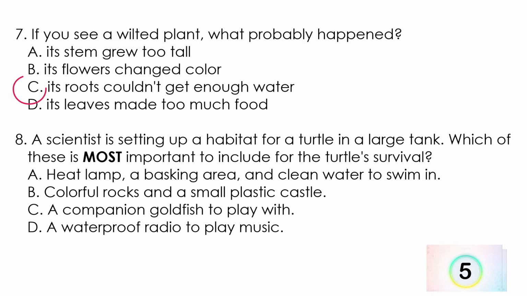8. A scientist is setting up a habitat for a turtle in a large tank. Which of these is most important to include for the turtle's survival? A. Heat lamp, a basking area, and clean water to swim in. B. Colorful rocks and small plastic castles. C. A companion goldfish to play with. D. A waterproof radio to play music. Answer is letter A. Heat lamp and basking area and clean water to swim in.